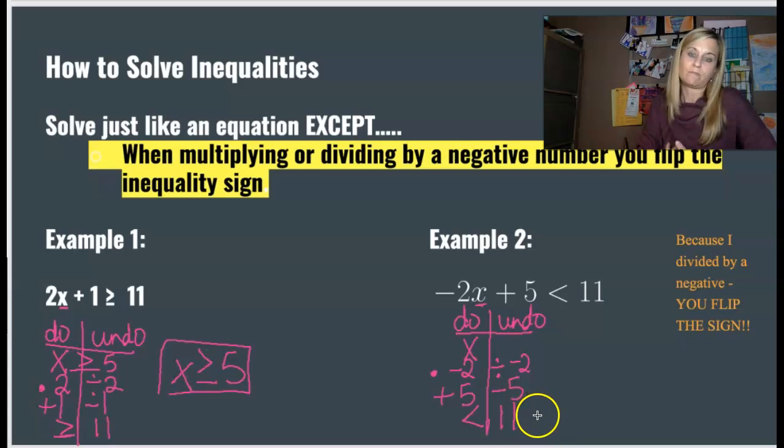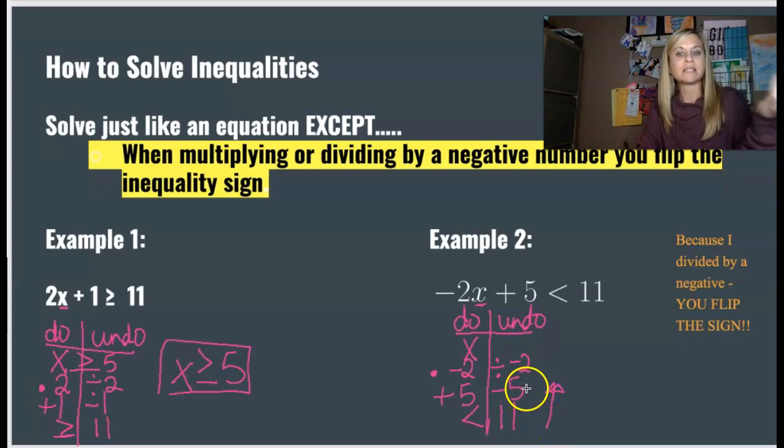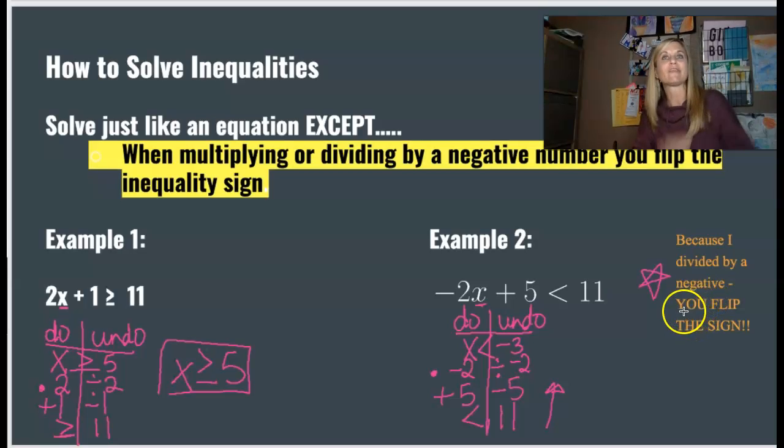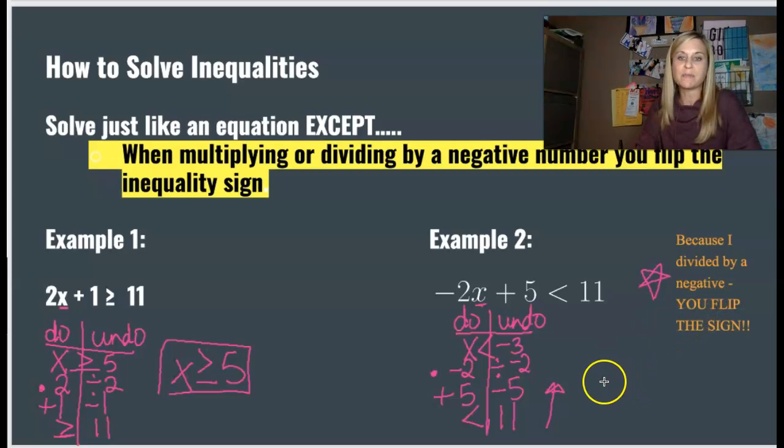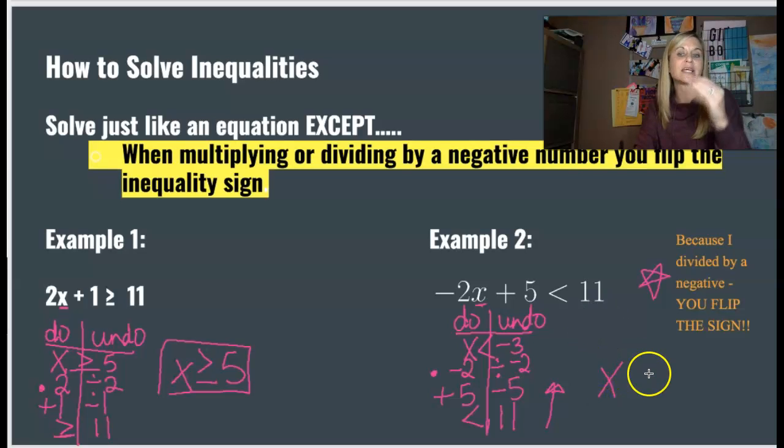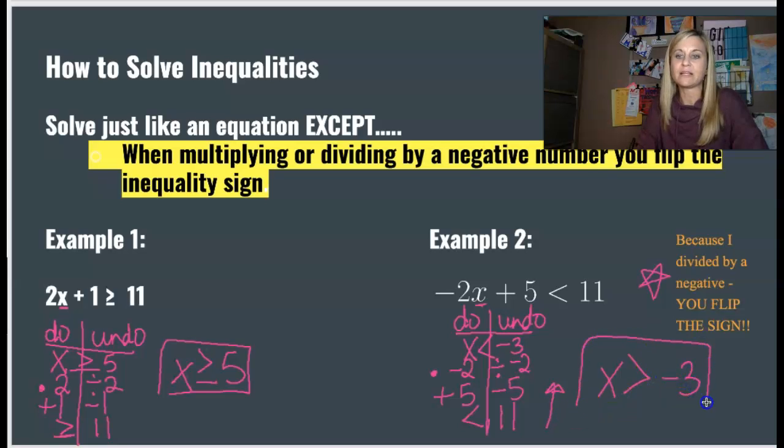And then kind of just work backwards here. So 11 minus 5 is 6, and 6 divided by -2 is -3. And so our sign was going this way, okay? But because I divided by a negative, you're going to flip that sign. So this is what I mean. Instead of x being less than, you're going to flip that sign, and x is going to be greater than -3. That's my final answer, and that's what I mean by flip your sign. You only do this when you divide or multiply, like I did right here, by a negative number, okay?